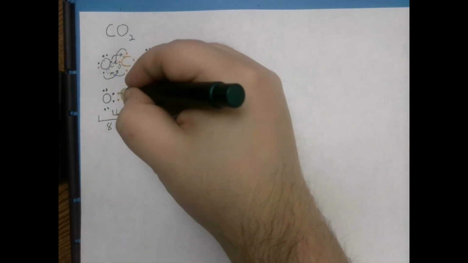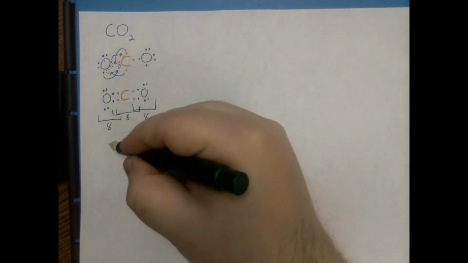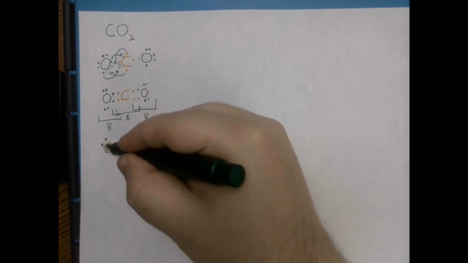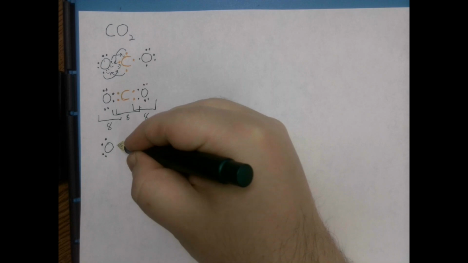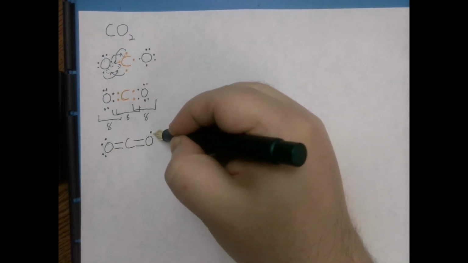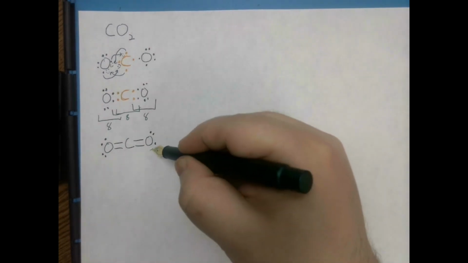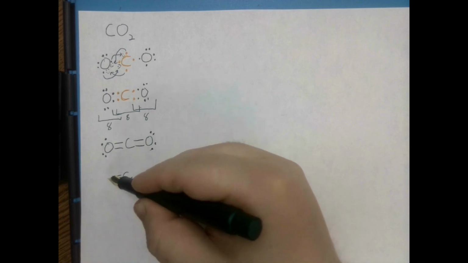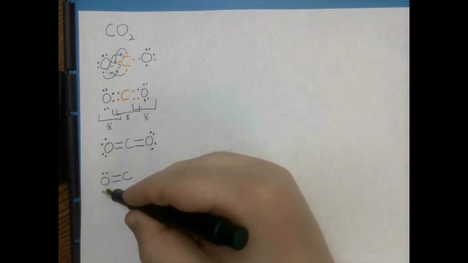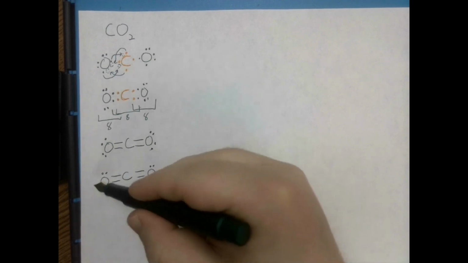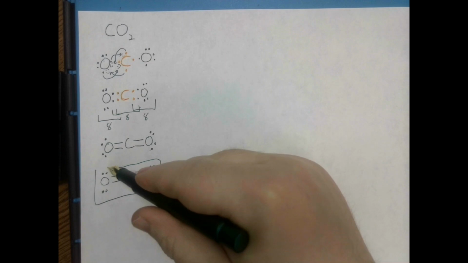Another thing is if we have 2 dots being shared, we replace it with a single line. So you can either write it off to the side, as long as they're paired up. You can replace those with a single line. Usually I don't like slanting them. What I would prefer is something like this. This would be the correct Lewis dot for CO2.